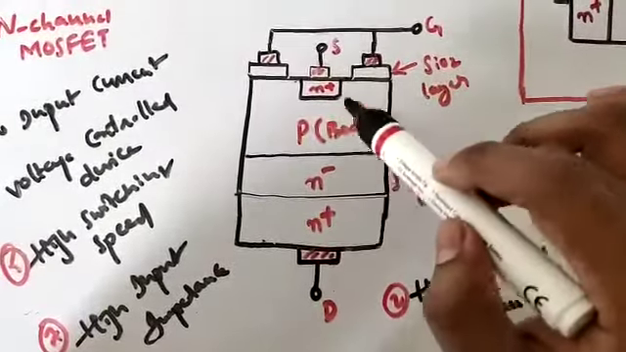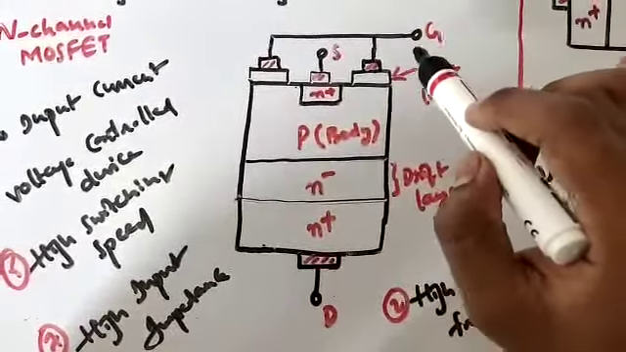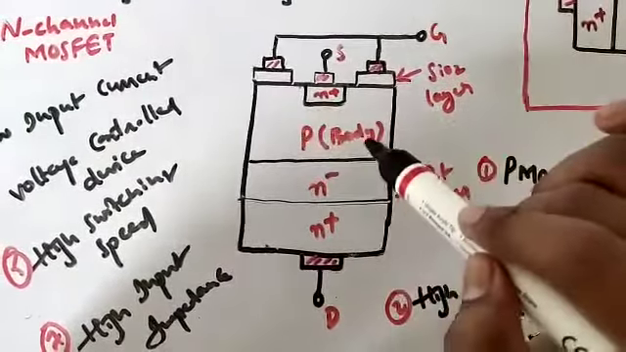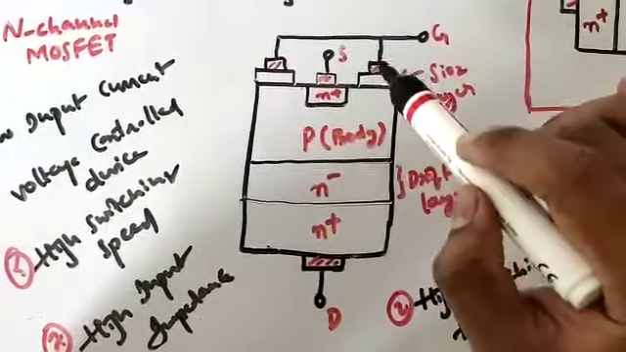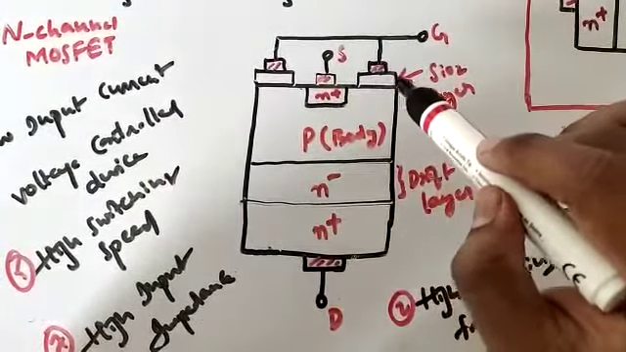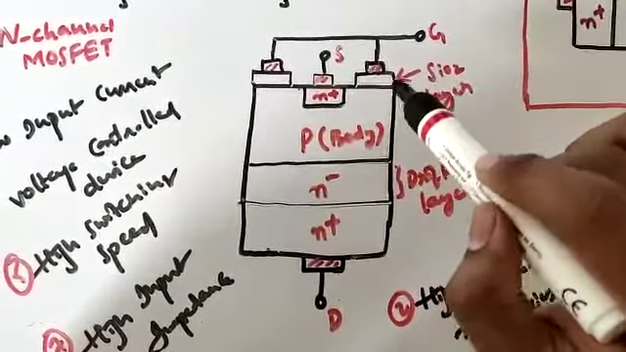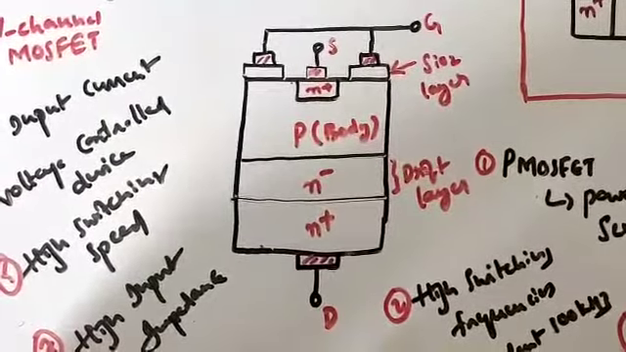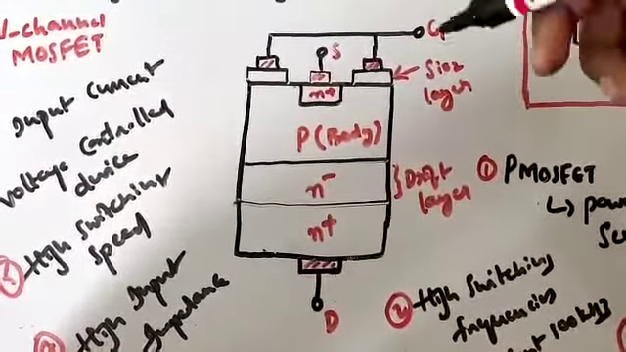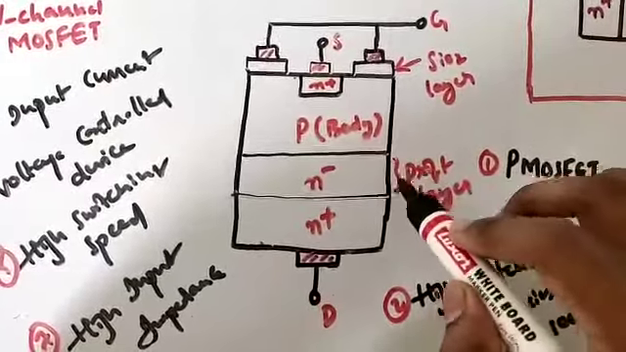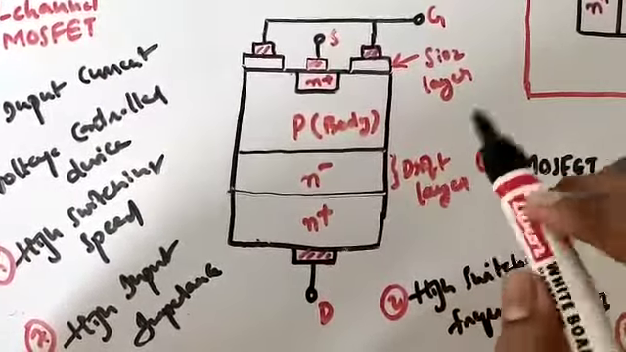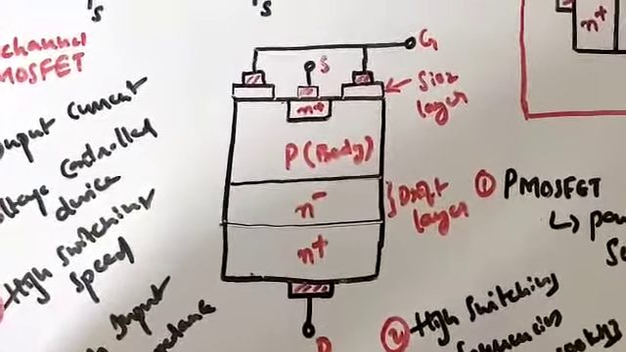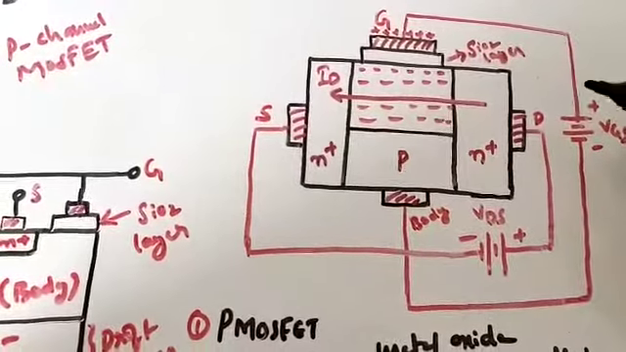And this P type layer, see, if you clearly look at this particular diagram, this gate has not been connected directly with this P body, so it has been connected to the SiO2 layer, right? It has been connected to an SiO2 layer, right? So we'll be discussing what this SiO2 layer will give us. So this N minus layer is called the drift layer, right? The N minus layer is called what? Drift layer, right?